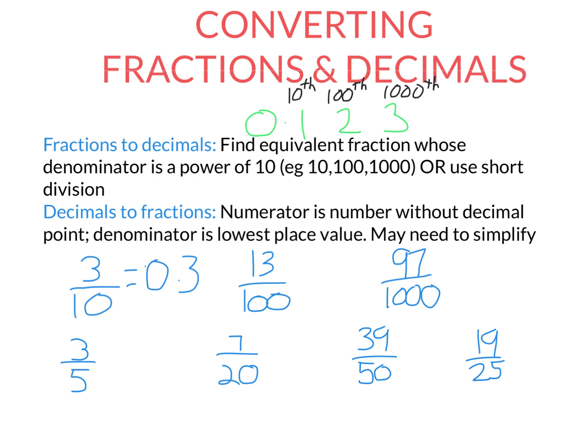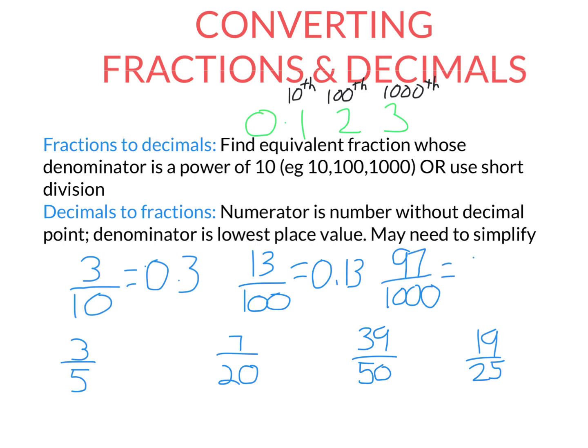Similarly for 13/100. So I'm just going to put 13 hundredths. Problem is I can't put 13 in the hundredths column, so I just write it like this, 0.13. 1 tenth and 3 hundredths is the same as 13 hundredths. Easy as that. So what about 97/1000?